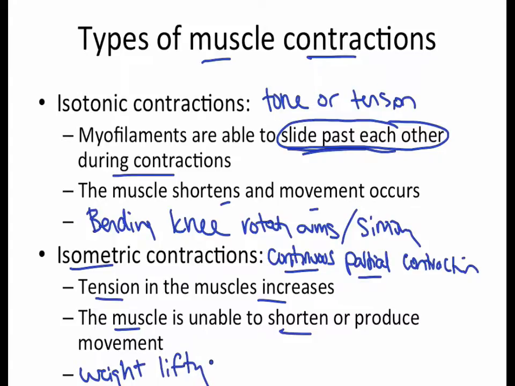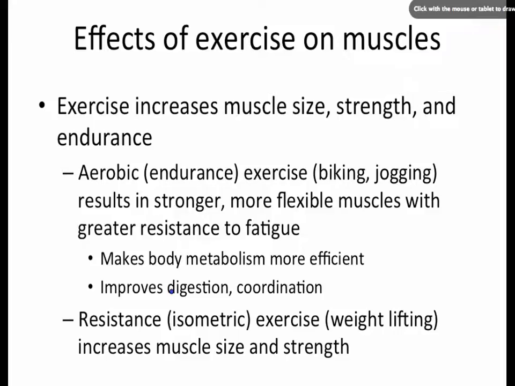So those are the two different types of muscle contractions. You have isotonic, where they're able to slide past each other, like when you're running, and then isometric is when they're not able to slide past each other. An example of that would be weightlifting.